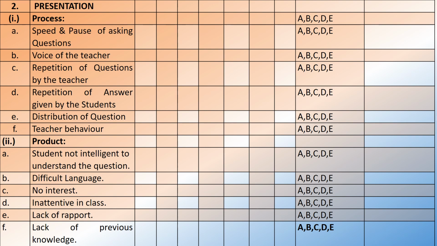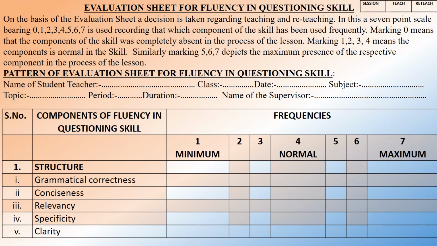In the next column, frequencies will be written, which will be further divided into 7: 1, 2, 3, 4, 5, 6, and 7. After that, in the fourth column, grading will be done, and lastly, remarks of the teacher will come. After the observation schedule for fluency in questioning skill of micro teaching, the next is the evaluation sheet.